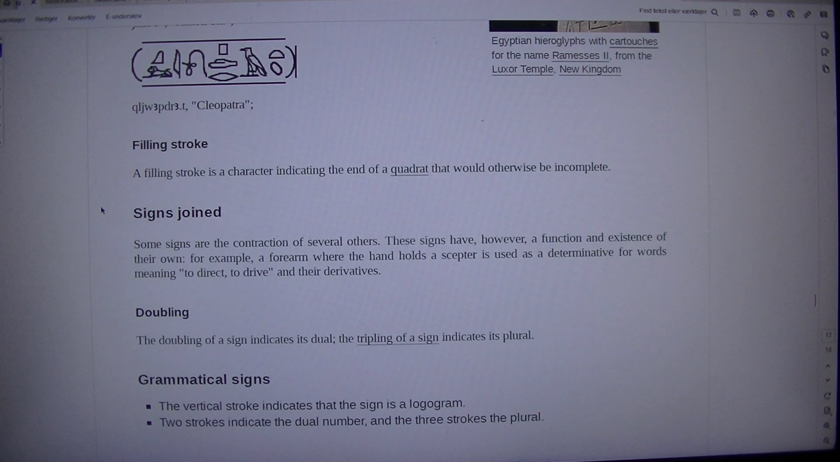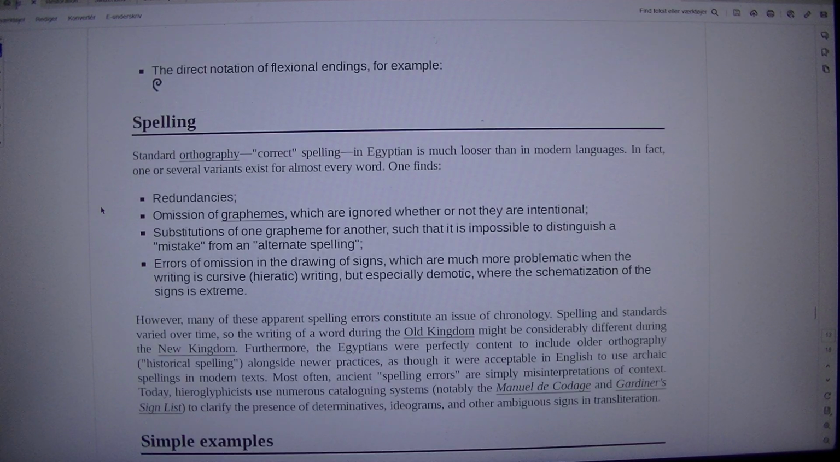Doubling. The doubling of a sign indicates its dual. The tripling of a sign indicates its plural. Grammatical signs. The vertical stroke indicates that the sign is a logogram. Two strokes indicate the dual number, and the three strokes the plural. The direct notation of flexional endings, for example W.